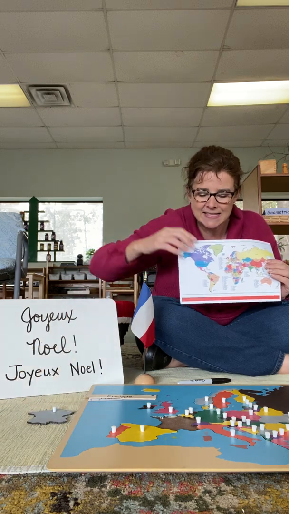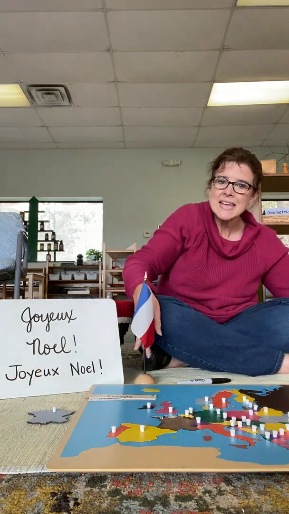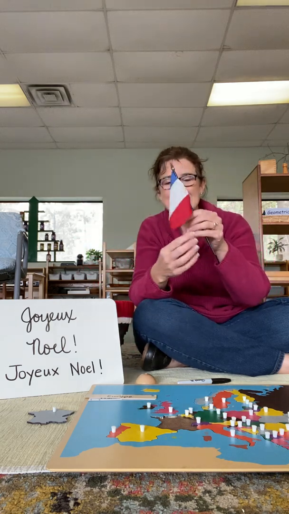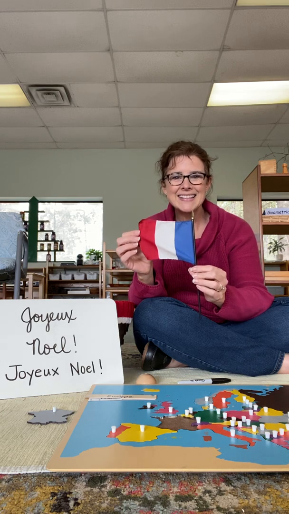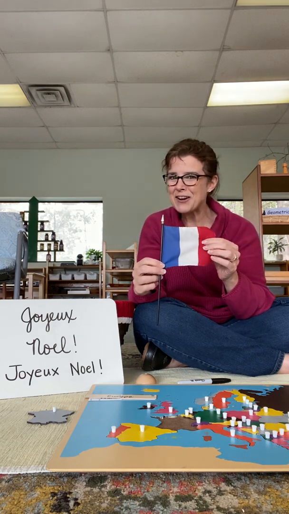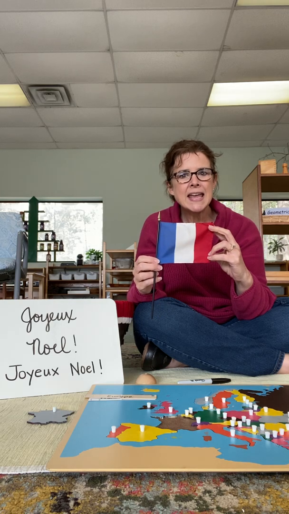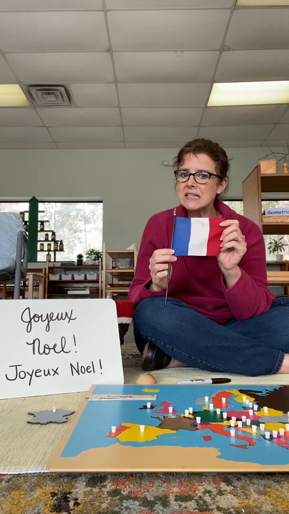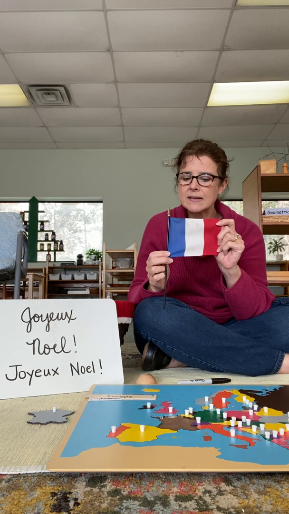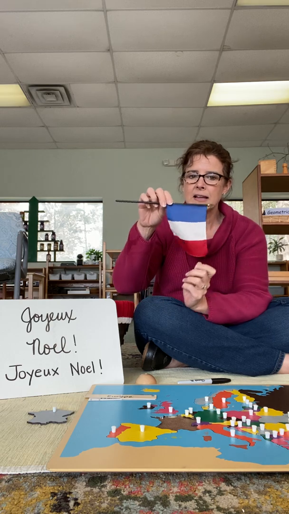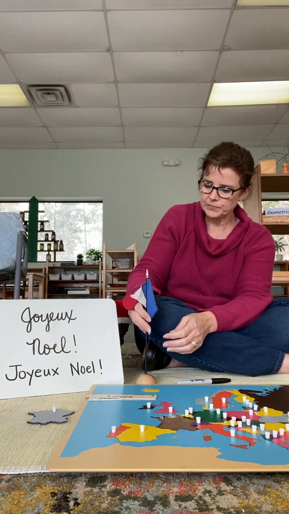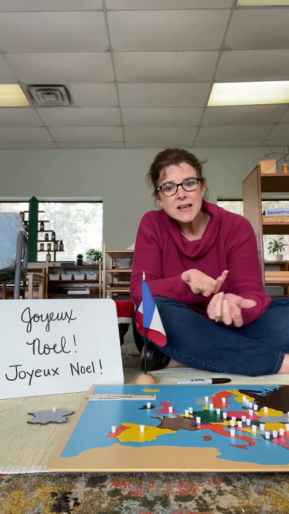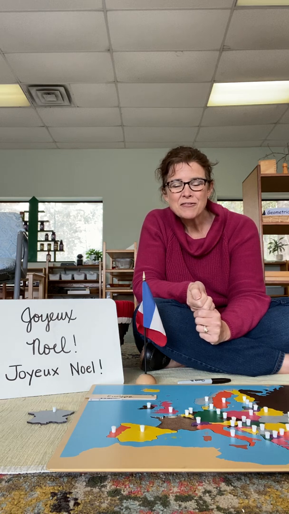I'm going to set France down right here. Today we're starting our tradition by looking at France. Here is the French flag. The flag for the Republic of France looks similar in color to ours, but the stripes are going a different direction, right? Vertical instead of horizontal. Now, let's find out how they celebrate holidays in France.